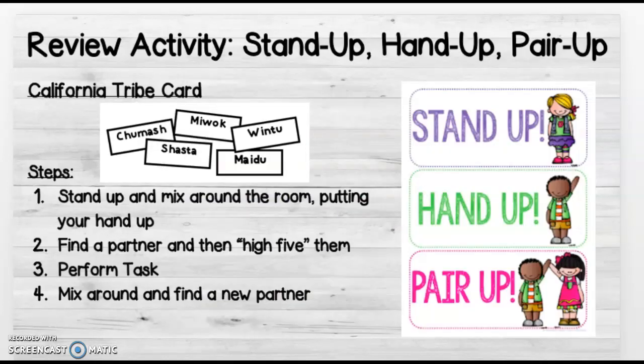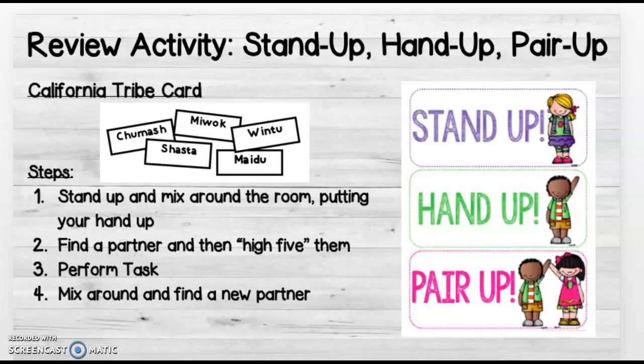So now comes the fun part, the actual activity. So we're going to participate in Stand Up, Hand Up, Pair Up. So now you've watched the video, so you kind of have an idea of what we're going to do. And both of us have already given you a California tribe card, okay? So some of you might have a card that says the Chumash, some of you might have a card that says Shasta. It's going to be one type of tribe that's from California.